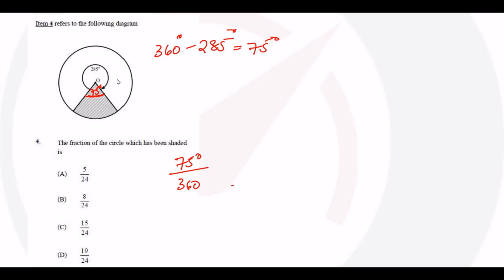We're going to simplify. You can use 5. 5 into 75 goes 15 times, and 5 into 360 goes 72 times. So we can simplify our answer some more. 3 into 15 goes 5 times, and 3 into 72 goes 24 times. So we're left with 5 over 24. So our answer is going to be A.